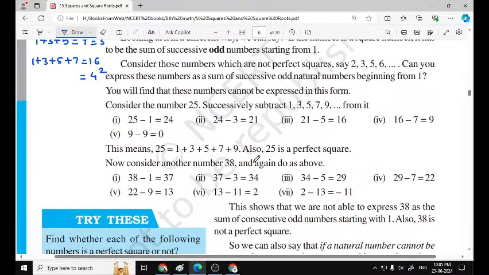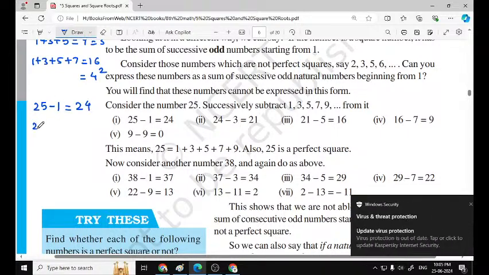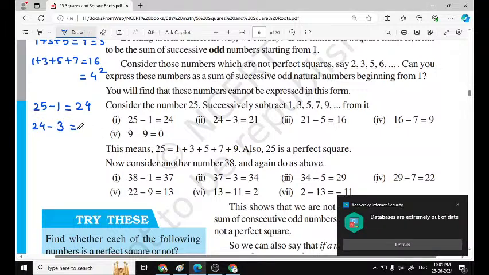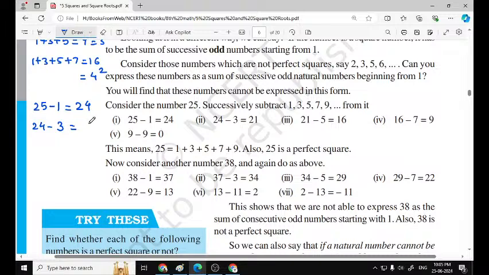So one method of finding square root is consider a perfect square and go on subtracting consecutive odd numbers from it. 25 minus 1 is 24. 24 minus 3 is 21. 21 minus 5 is 16. 16 minus 7 is 9. And 9 minus 9 is 0.